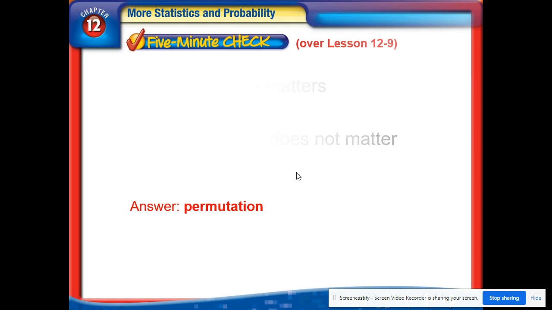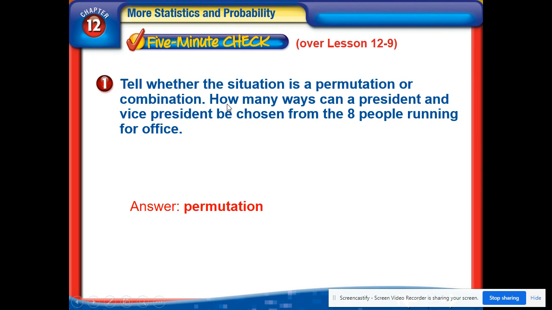All right, so let's look at a couple problems. Tell me whether the solution is a combination or a permutation. How many different ways can the president and vice president be chosen from 8 different people? In order to figure that out, we have to determine whether it's a permutation or a combination. Well, it very much matters whether you're the president or the vice president. So that's a permutation because the order matters. Which one are you going to get?